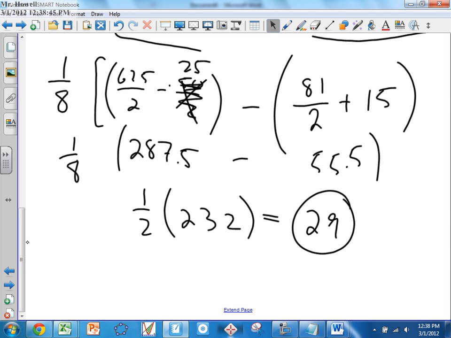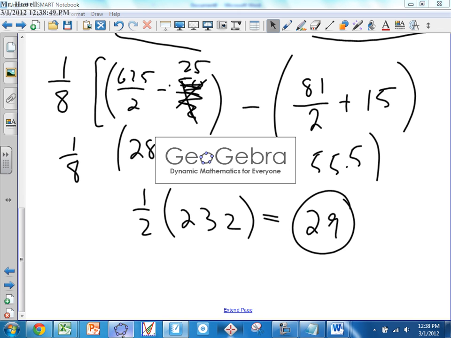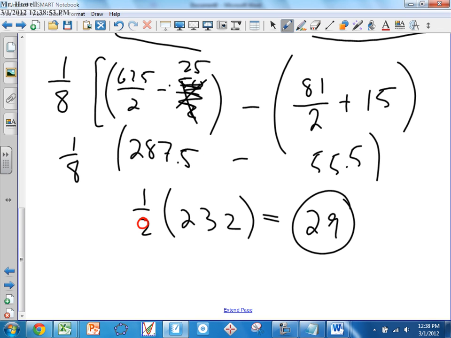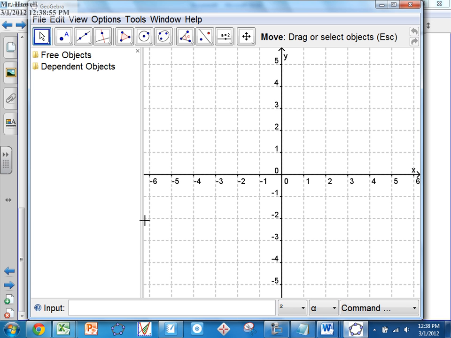Open up GeoGebra. Divided by 8. Why did I divide by 8? Oh, why did I put half? I said 8, but I wrote half. So the original function was y equals 2x to the third minus 5. Is that right? The original? 2x to the third minus 5.